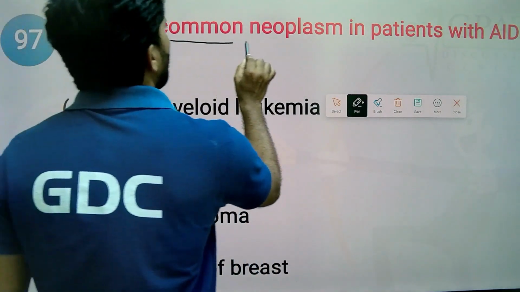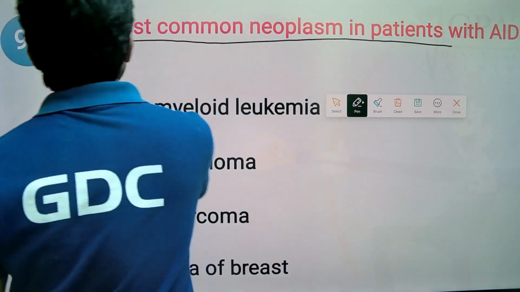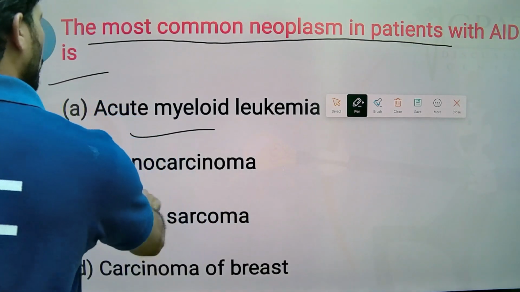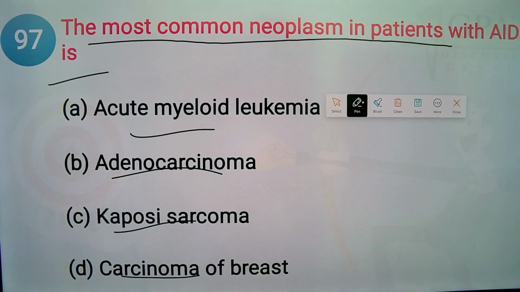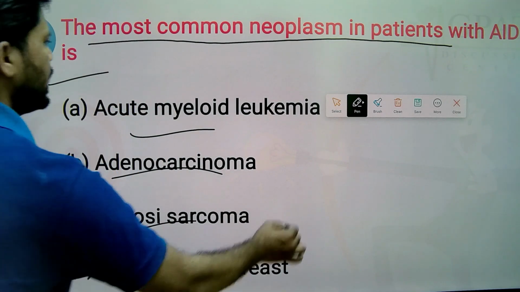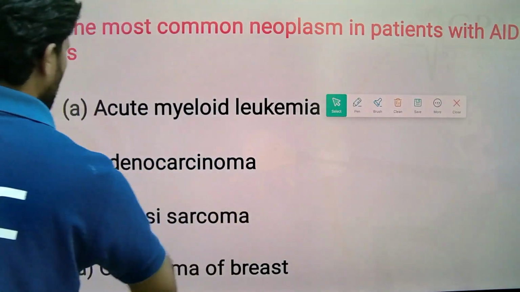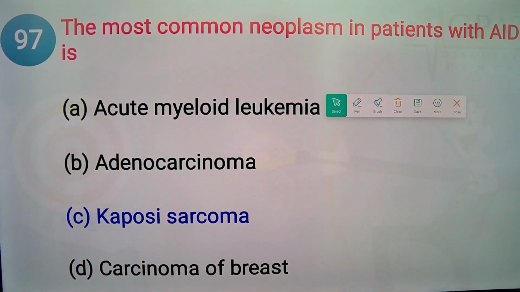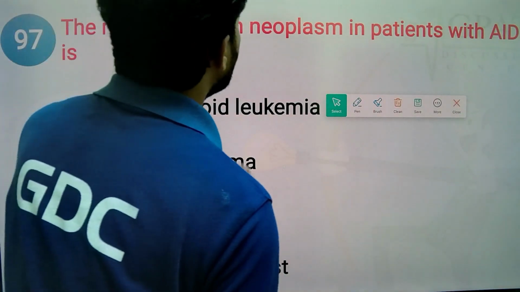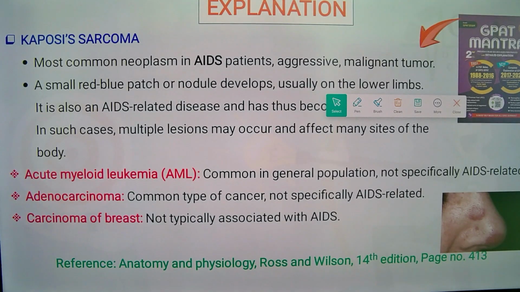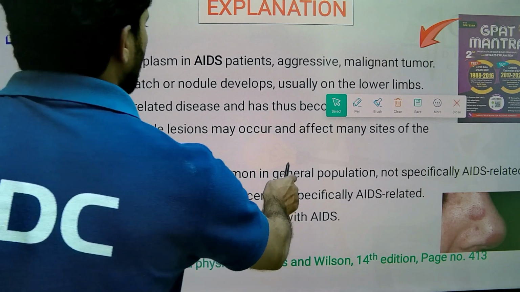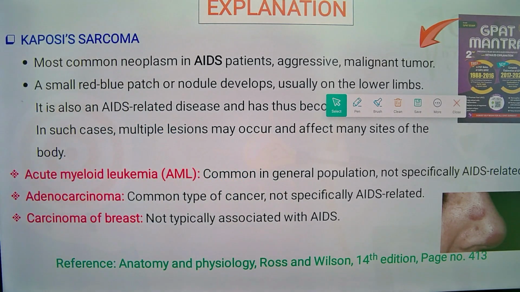The most common neoplasm in patients with AIDS is acute myeloid leukemia, adenocarcinoma, Kaposi sarcoma, or carcinoma? The most common type of cancer occurring in AIDS patients is simply Kaposi sarcoma, where there is a loss of immunity, and loss of weight and muscle mass is also observed. Kaposi sarcoma mainly occurs in AIDS patients.